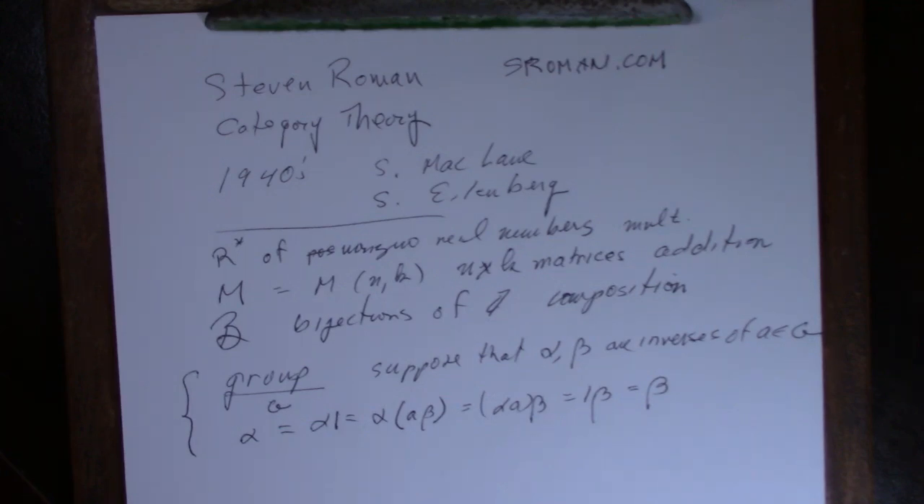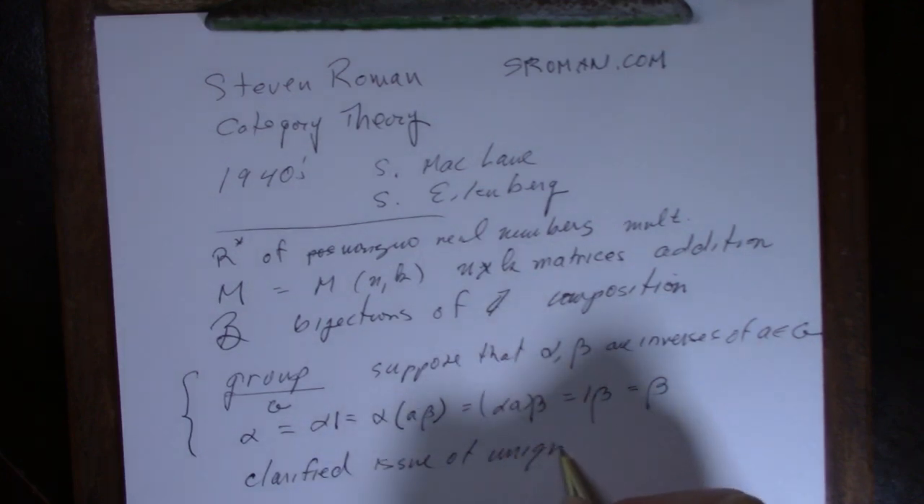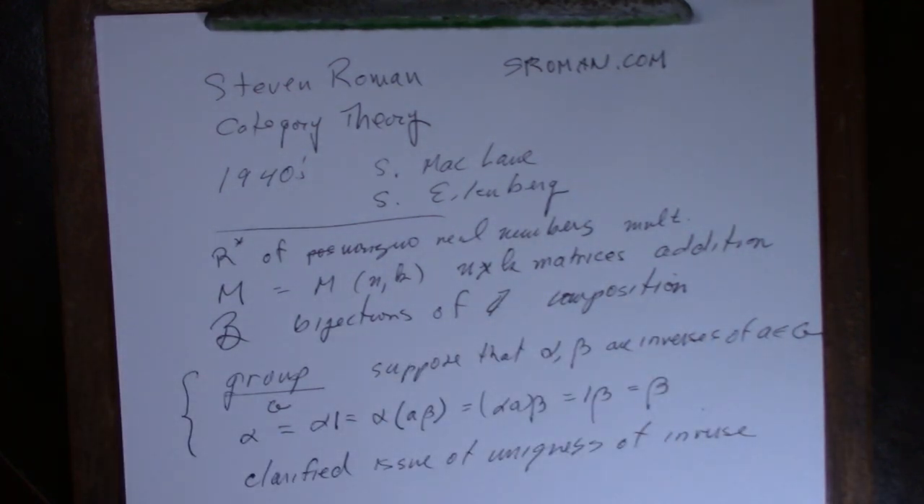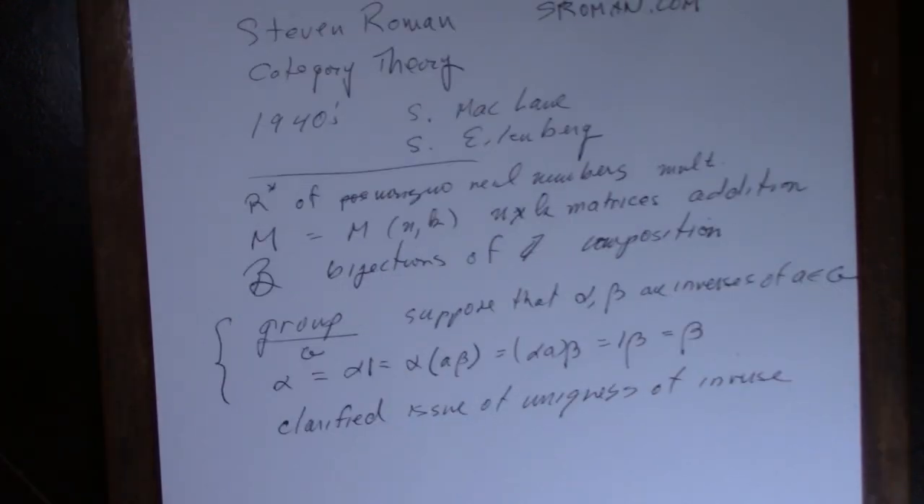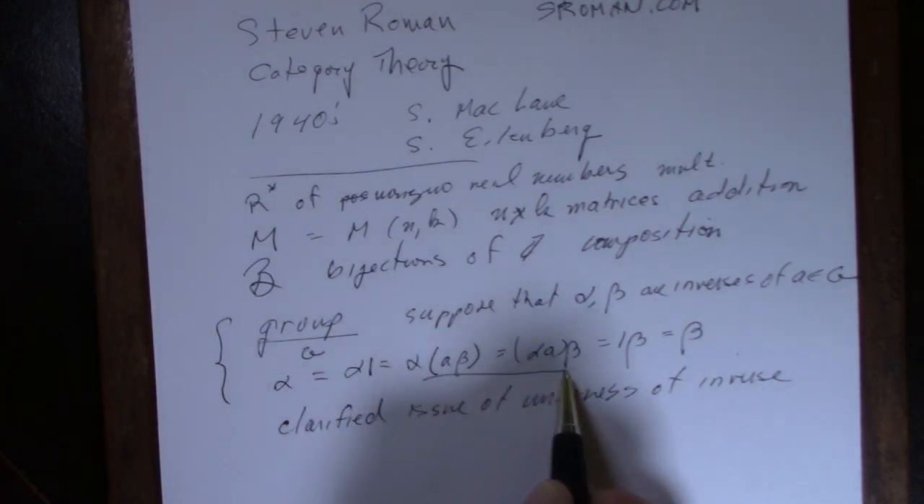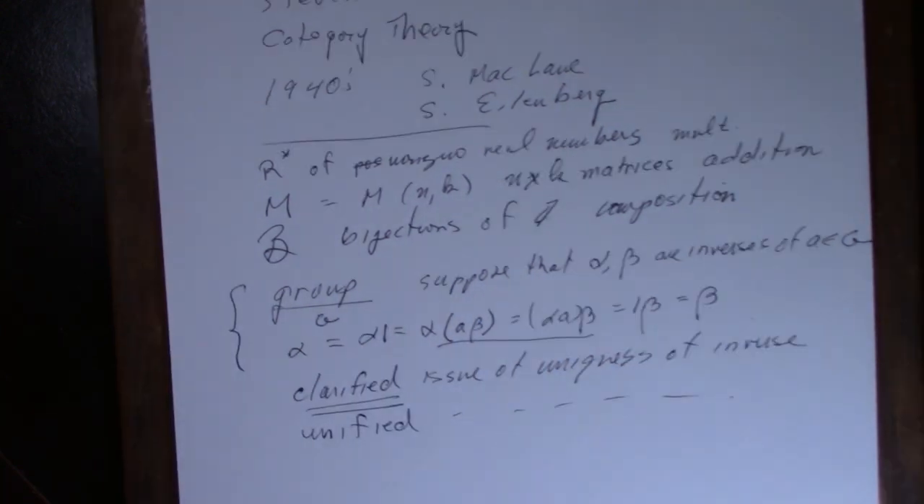First of all, it has clarified the issue of uniqueness of inverses. Because it says that the uniqueness of inverses has nothing whatever to do with real numbers, matrices, or bijections. It's simply an issue of the existence of an identity and the associative property. It has unified this concept.